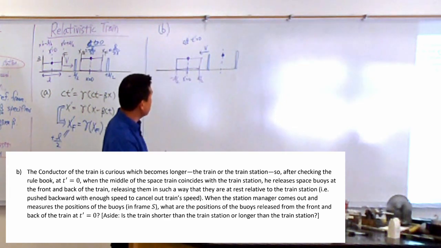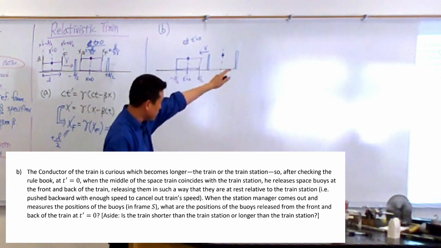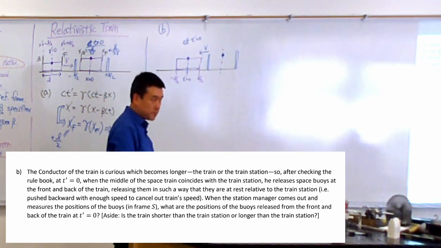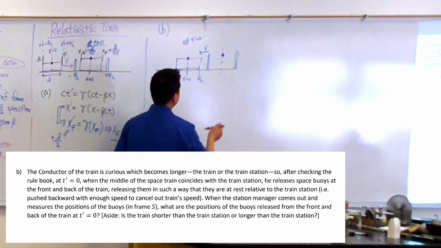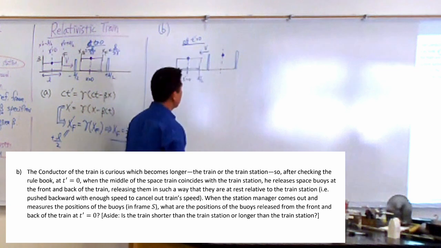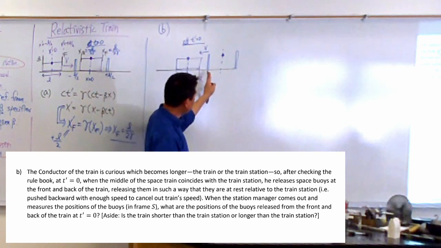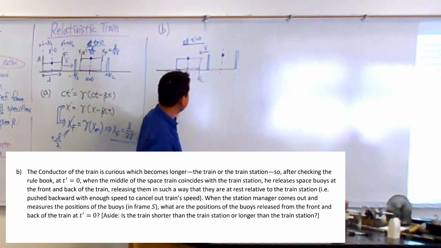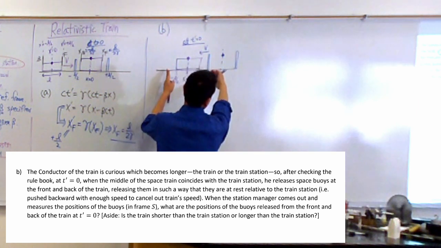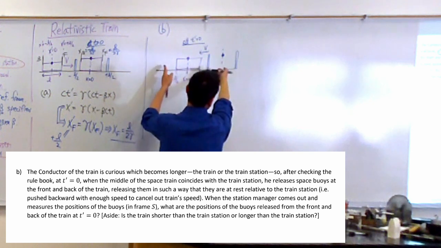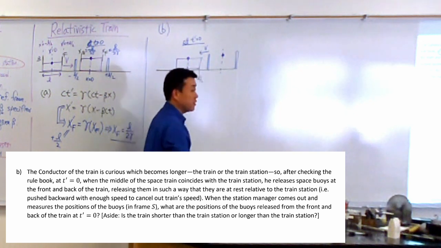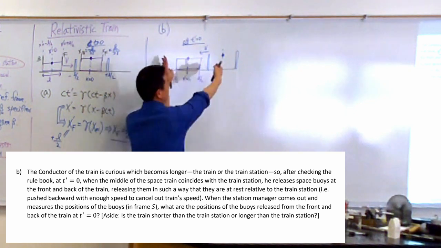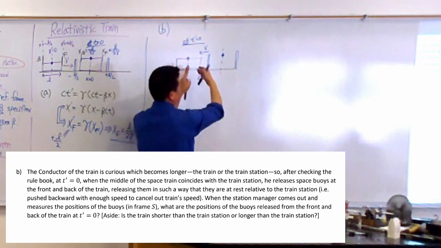This is worded a little bit differently, but this is what the question comes down to. At t prime equals 0, where are the front and back of the train station relative to the front and back of the train? Are they beyond the front and back of the train, or are they inside? So does the train fit inside the train station, or does it overflow the train station?